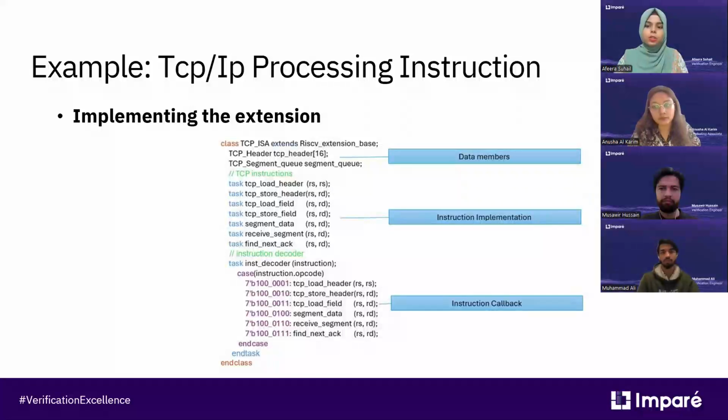Last is the decoder task, which maps opcodes to their corresponding task using a case statement. For example, 1000001 invokes the TCP load header instruction, and 1000110 triggers the receive segment, and so on.